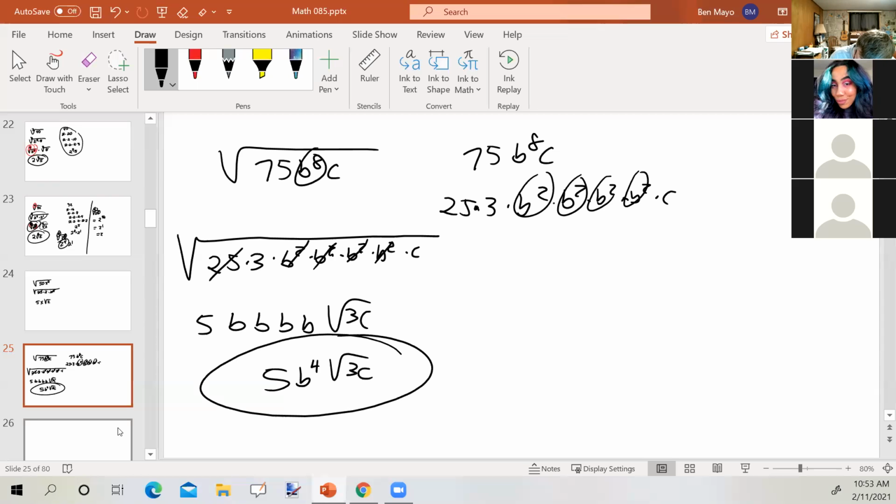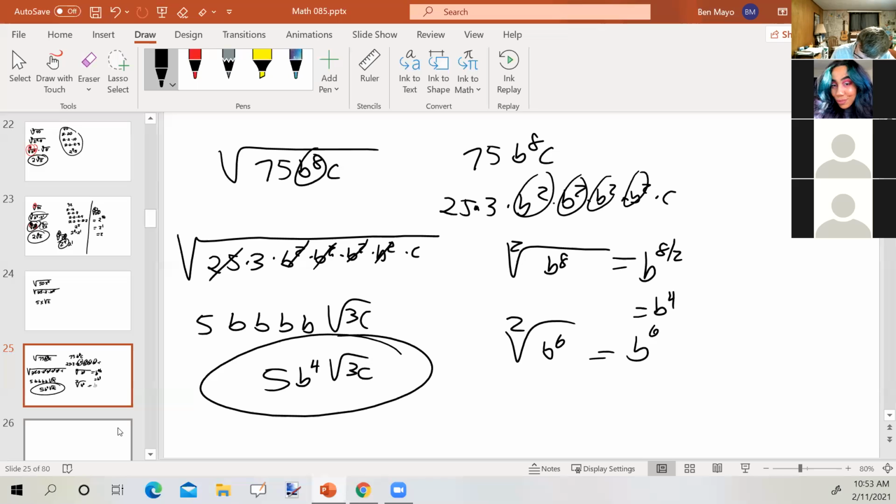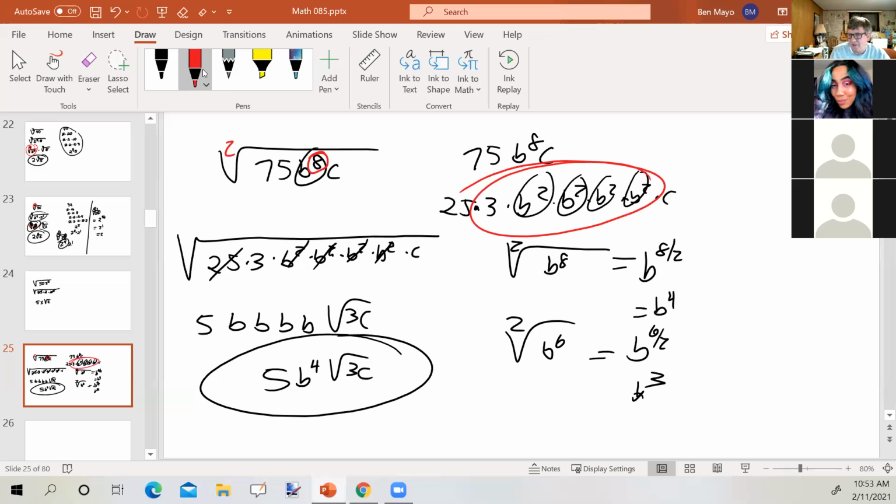But consider this. The square root of b to the 8th power. There's an implied 2 there, right? If I wrote this in exponential form, it would be b to the 8 over 2 or b to the 4th power. What if I had the square root of b to the 6th power? That would be b to the 6 over 2 or b to the 3rd power. My point is this. If this exponent is larger than the index, but it's a multiple of the index, b squared, b to the 4th, b to the 6th, b to the 8th, I can still simplify it down without having to break it up into individual pieces.